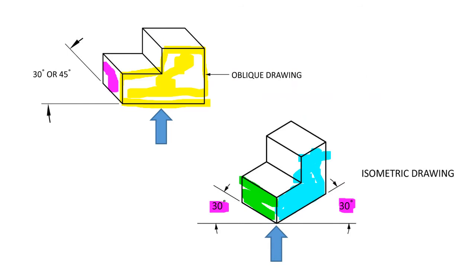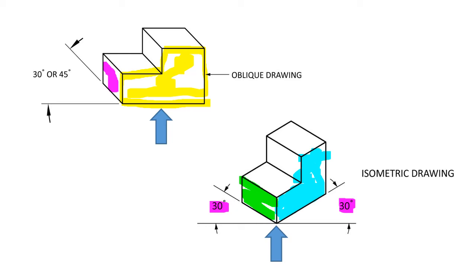So here I've compared an oblique drawing with an isometric drawing. For an oblique drawing, which was the previous slide, we're just looking straight on at that yellow face, and our pink face is at a 30 or a 45-degree angle. Well, the difference is with an isometric drawing, we're looking at the corner of the block, and then both faces, the green face and the blue face, are drawn at 30-degree angles. So for an oblique drawing, we're looking directly at a face, and for an isometric drawing, we're looking at a corner.